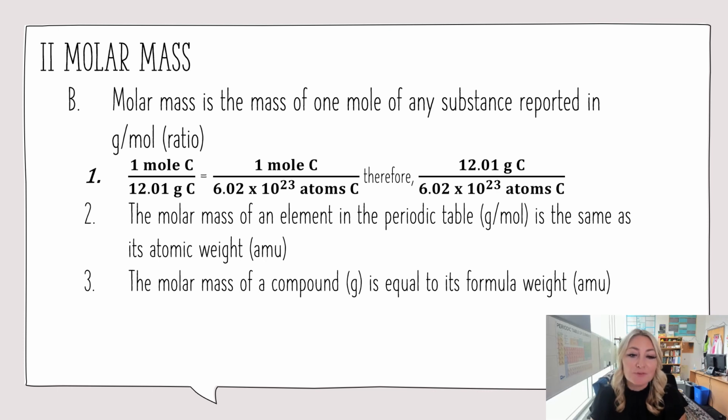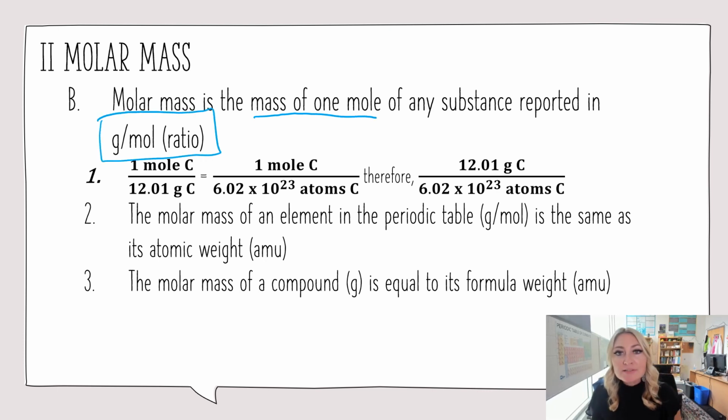A more useful value for us is the molar mass. The molar mass is the mass of 1 mole of any substance, and we report it in a ratio. The reason why we like this is because we really like ratios. We can use ratios just like we use conversion factors to divide out 1 unit and leave us with a unit of interest. So again, looking at this idea of conversion factors and ratios, I know that a mole of carbon is equivalent to its mass from the periodic table, 12.01 grams of carbon.